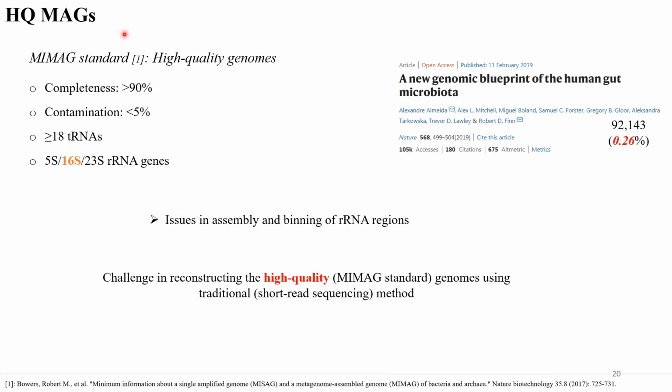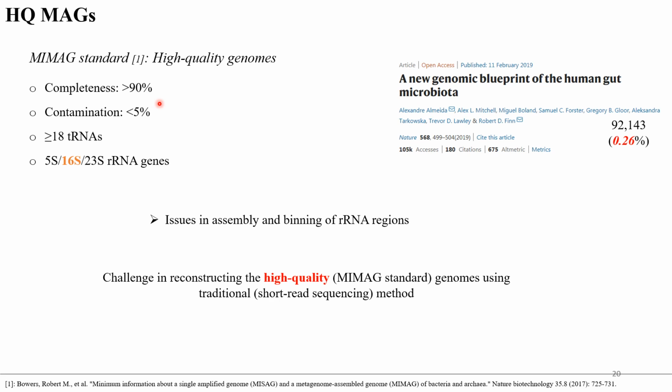We can see here, according to the MIMAG standard, a high-quality MAG should meet the following criteria. The MAG should be at least 90% complete and have less than 5% contamination. Meanwhile, at least 18 tRNA genes should be included, as well as the presence of 5S, 16S, and 23S rRNA genes. In most studies, only the first two criteria were considered.